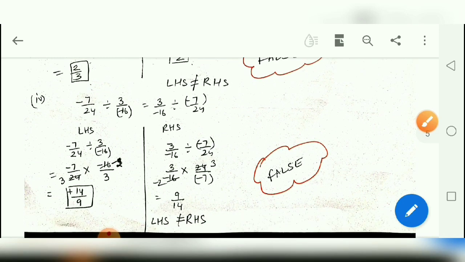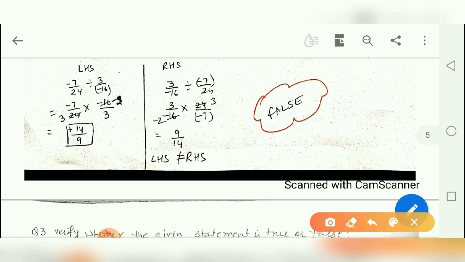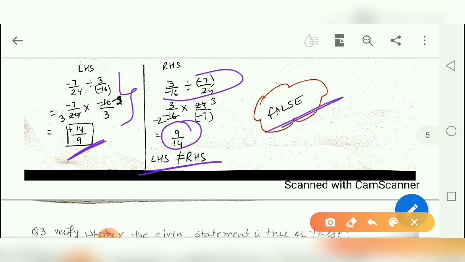Now the next part is negative 7 upon 24 divided by 3 upon negative 16, and on right hand side 3 upon negative 16 divided by negative 7 upon 24. Again the order is reversed. So we will solve left hand side and right hand side separately. After solving on left hand side we get 14 upon 9 as the answer, and on right hand side we get 9 upon 14 as the answer. So left hand side is not equal to right hand side. Again it is false.